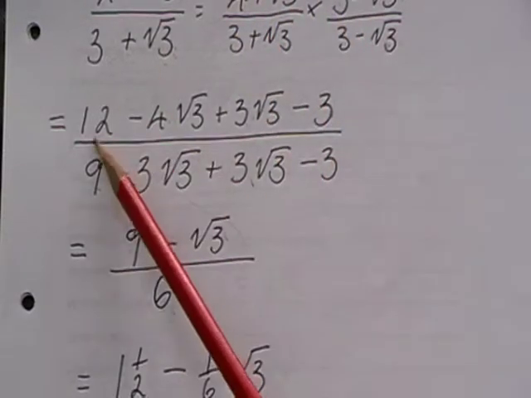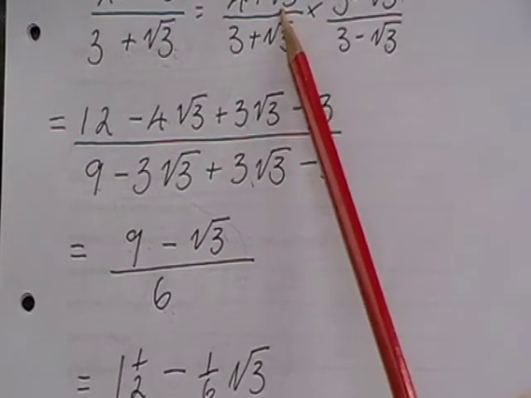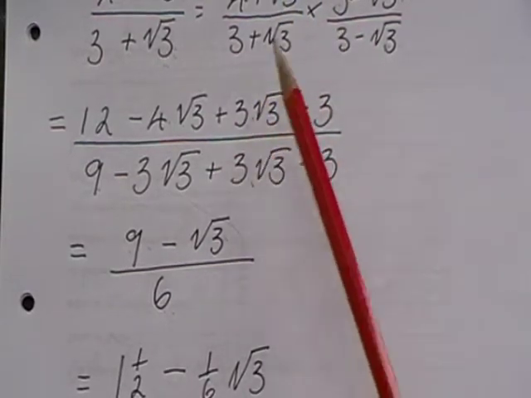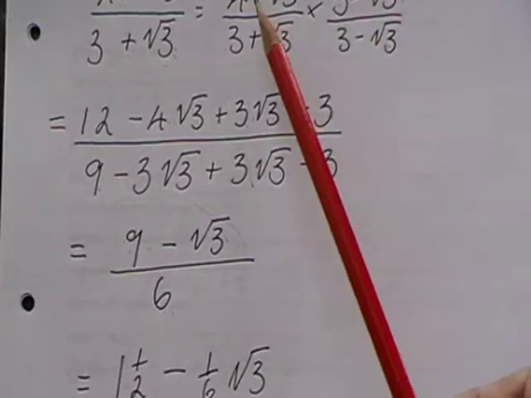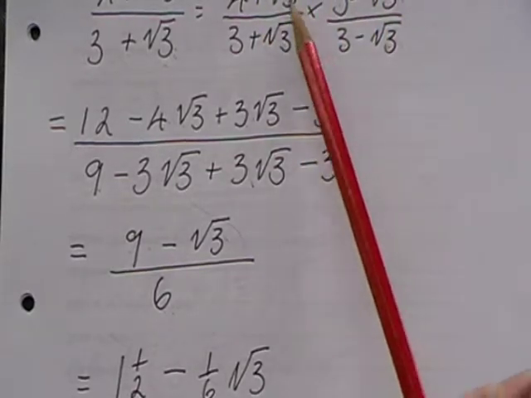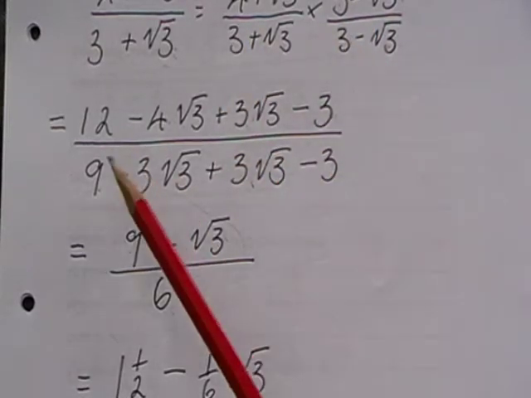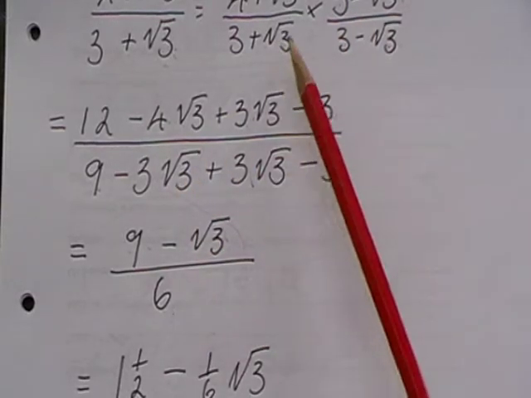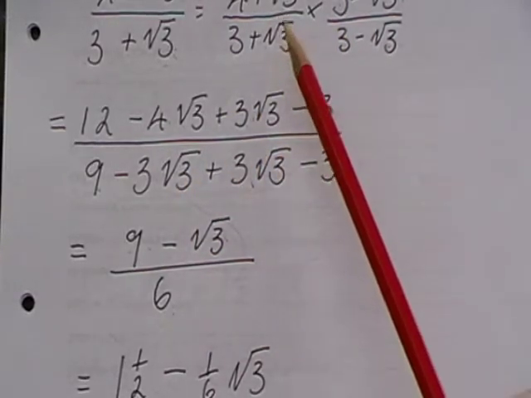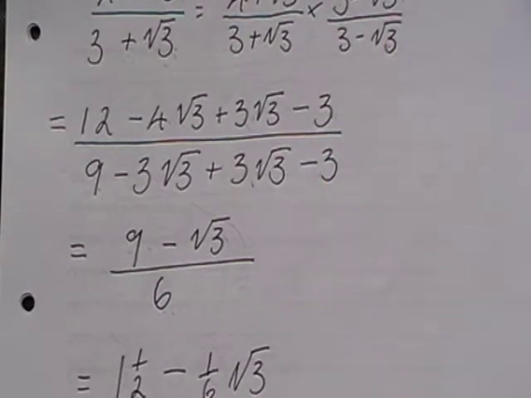4 times 3 is 12, 4 times negative root 3 times 3, and root 3 times negative root 3. Remember, positive, negative, because there's a negative there. Root 3 is 3. Underneath we have 3 times 3 is 9, 3 times negative root 3 times 3, and root 3 times negative root 3. Which rationalises on the top.